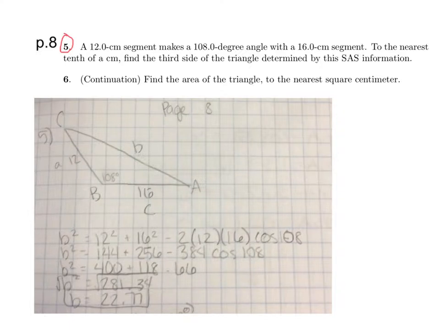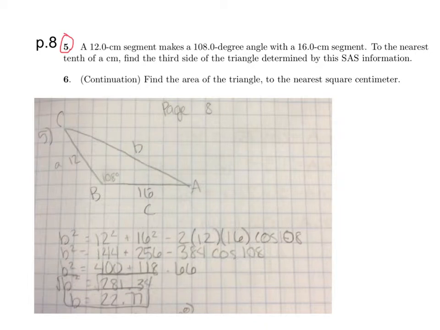A 12 centimeter segment makes a 108-degree angle with a 16 centimeter segment. To the nearest tenth of a centimeter, find the third side of the triangle determined by the SAS information. So basically, I used the law of cosines, which is b squared equals a squared plus c squared minus 2ac cosine B.